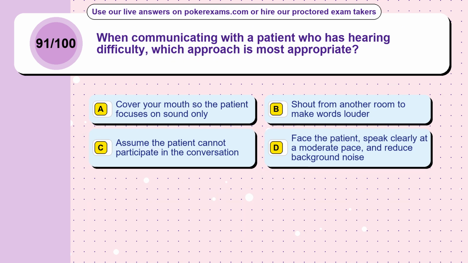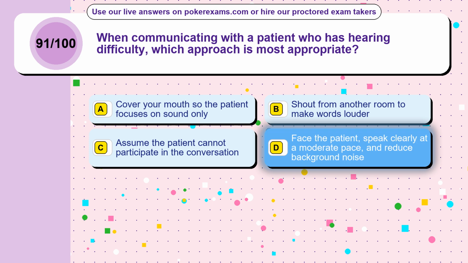Question 91. When communicating with a patient who has hearing difficulty, which approach is most appropriate? Option A. Cover your mouth so the patient focuses on sound only. Option B. Shout from another room to make words louder. Option C. Assume the patient cannot participate in the conversation. Option D. Face the patient, speak clearly at a moderate pace, and reduce background noise. The correct answer is option D.